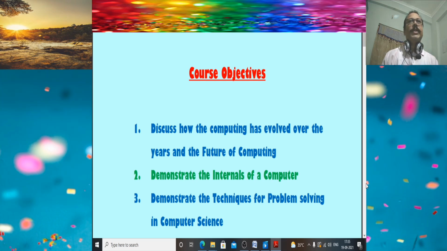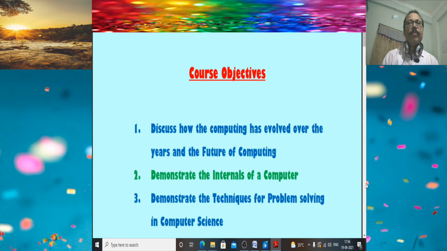the first one is to discuss how computing has evolved over the years and the future of computing. Now, how has computing evolved, according to you? Can you guess? In the good olden days, how did people count? People started counting using pebbles. After that, maybe calculators came into the picture, the abacus, and then computers, mainframe computers. After that, personal computers. Now personal computers have a capacity comparable to the supercomputers of 20 years back.